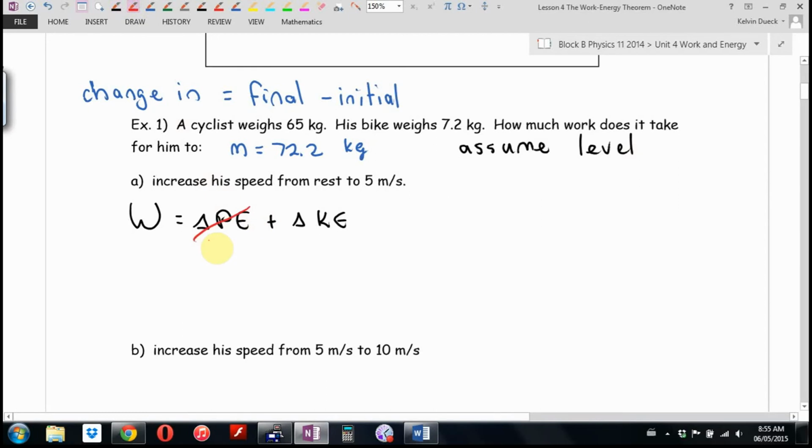What's the change in kinetic? What's change in anything? So this is going to be KE final minus KE initial. Which is going to be a half mv final squared, take away a half mv initial squared.